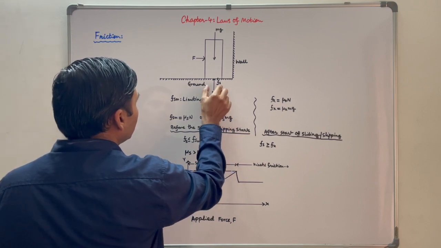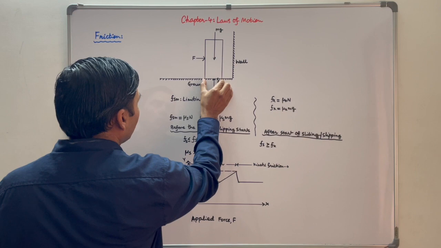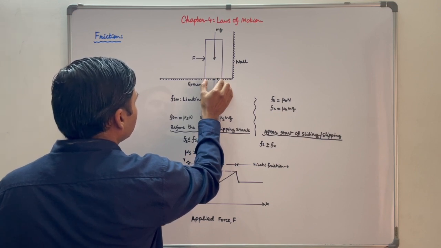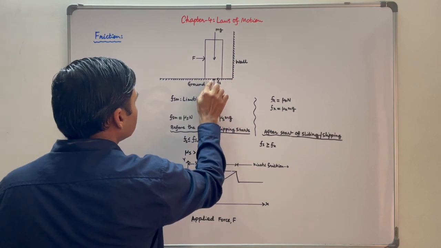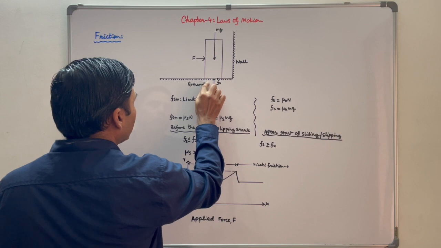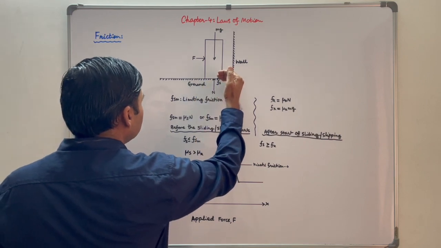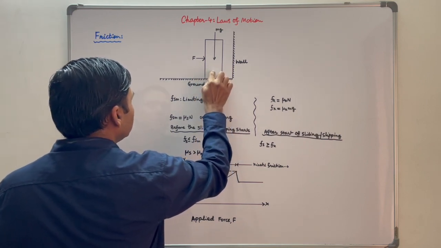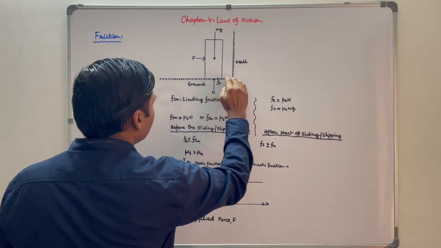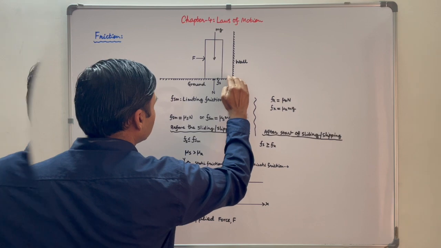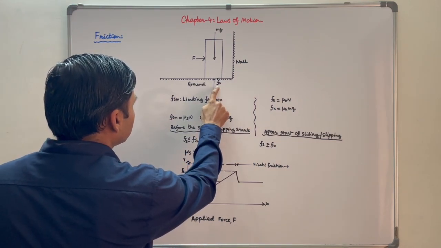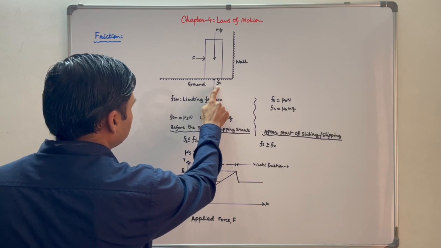It acts between the contact surfaces of two objects and its direction is tangential to the contact surfaces. It makes action-reaction pair. That means if the ground applies friction force Fs in this direction on the object, then object applies equal and opposite friction force on the ground in this direction. At this point of time, friction force is called as static friction. It is represented by Fs.